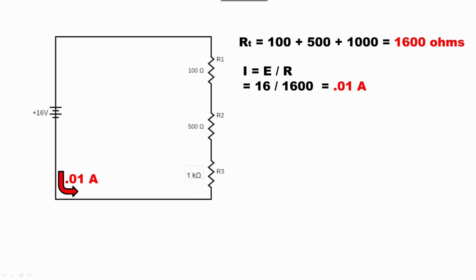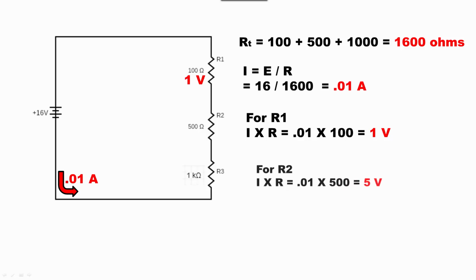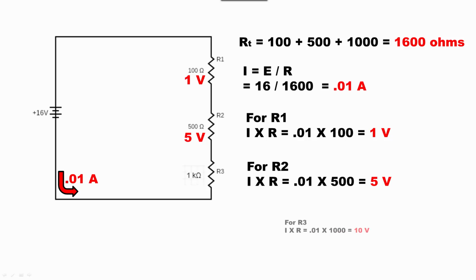Now to find the voltage drop across each resistor, we use E equals IR. For R1, 0.01 times 100 equals 1 volt. For R2, 0.01 times 500 equals 5 volts. For R3, 0.01 times 1000 equals 10 volts. Great, we get the same results as we did with the meter.